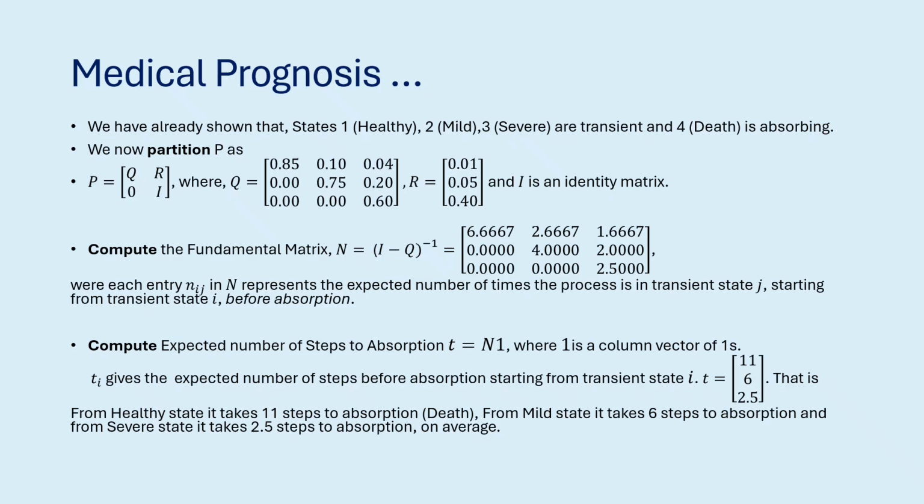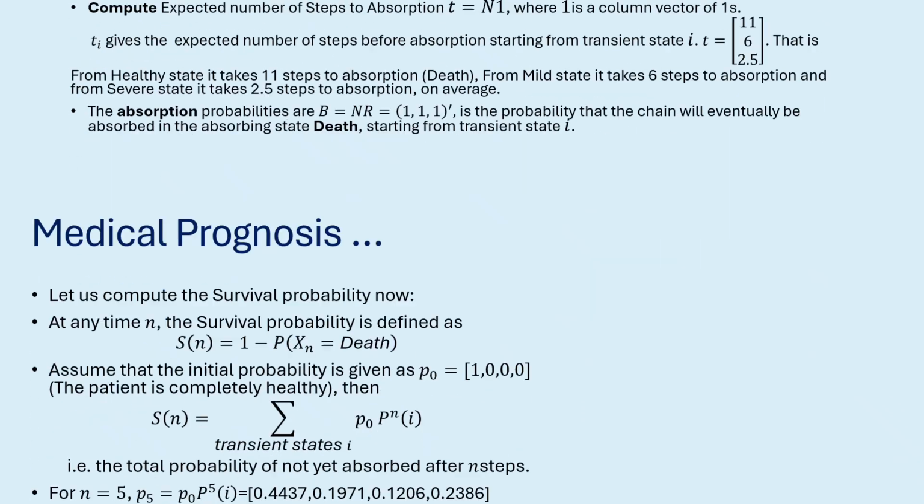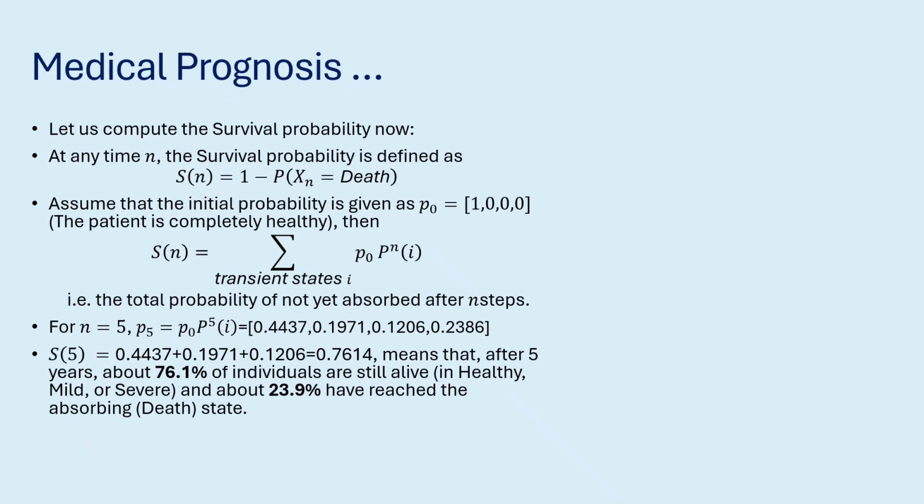That means it takes 11 steps to absorption from the healthy state. Similarly, 6 steps from mild, and 2.5 steps to reach the absorption state, death, from a severe case. Similarly, you can compute B as N into R, capital N into R. That becomes the probability that the chain will eventually be absorbed in the absorbing state, death, starting from the transient state. So you have all the important quantities computed here. All this will help you to answer many medical related questions.